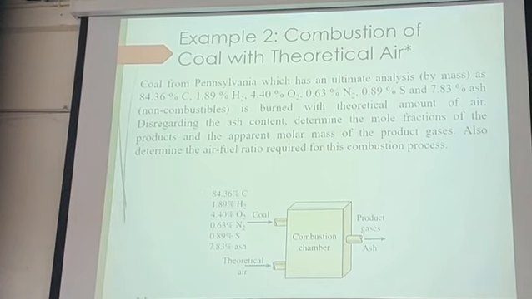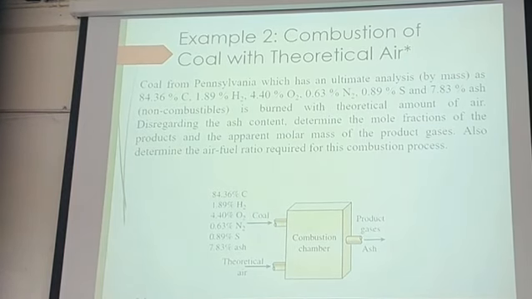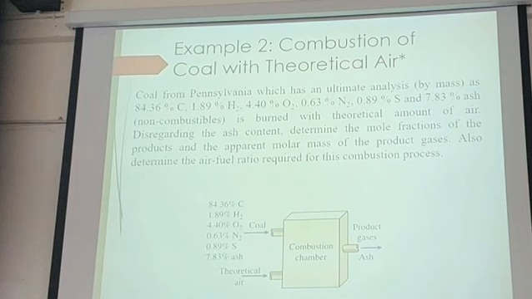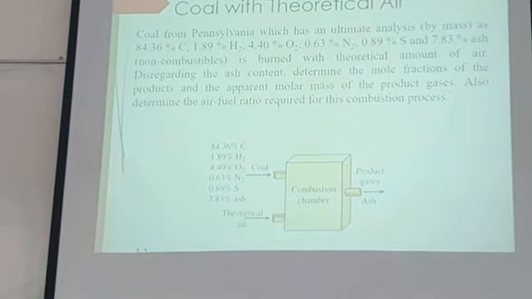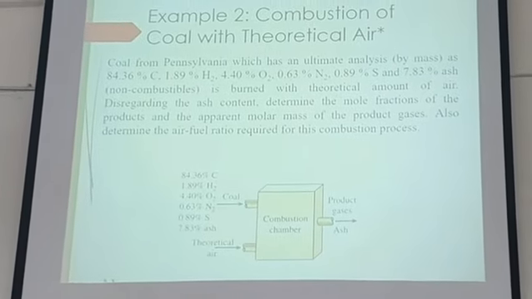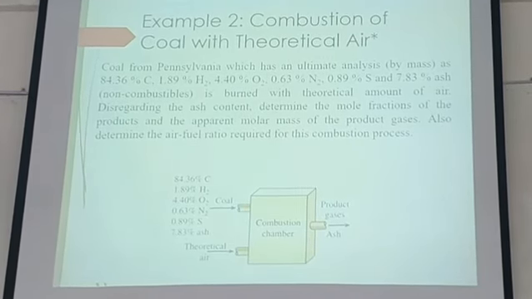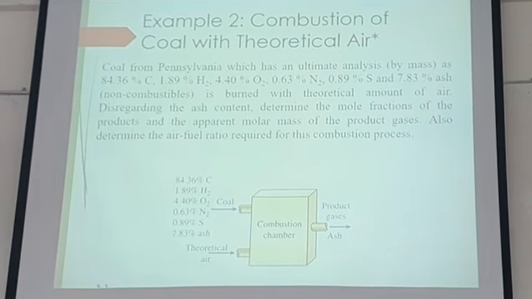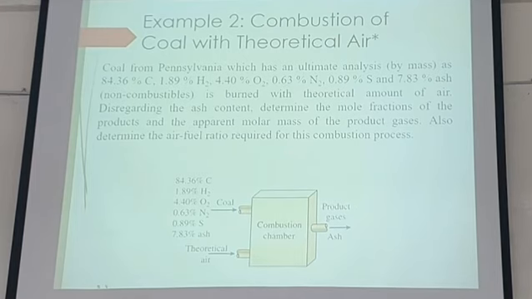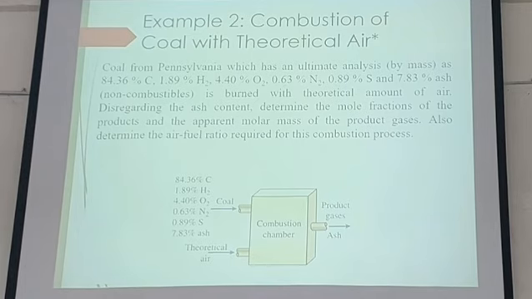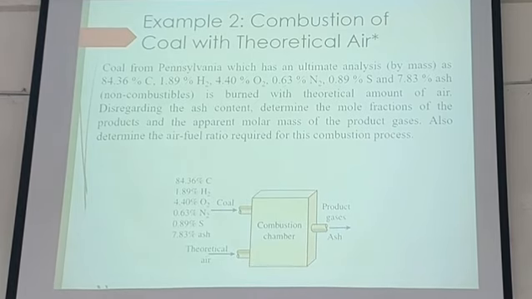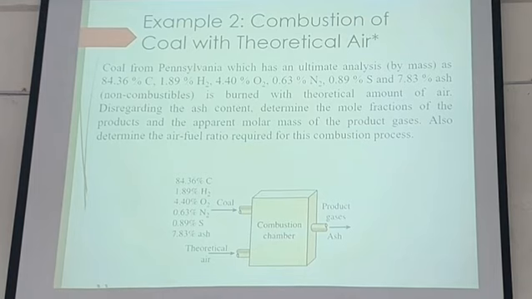Okay, so now we look at one example here with coal. Combustion of coal with theoretical air. Coal from Pennsylvania, which has an ultimate analysis as the following. So this coal has all of these components, as you can see, and it is burned with theoretical amount of air. Disregarding the ash content. So ash is not something that we can analyze because it's just ash. So sometimes we just ignore it, throw it away.